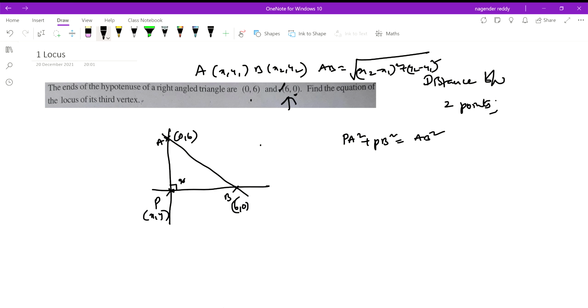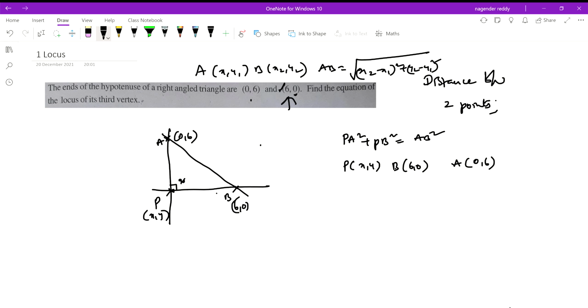What is the Pythagoras theorem? Hypotenuse square is equal to side square plus side square. Let's assume that P is (x, y). PA square is nothing but the distance between the two points P and A, and PB square is nothing but PB, and AB. Now I'll write the points here for better understanding: P is (x, y), B is (6, 0) and A is (0, 6).